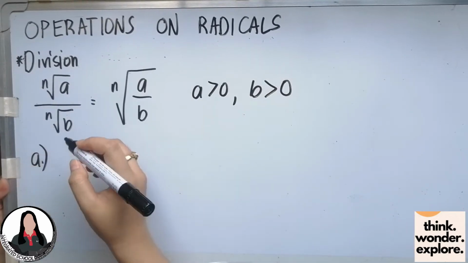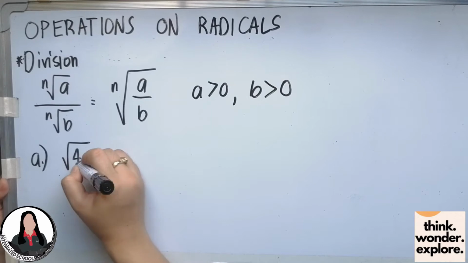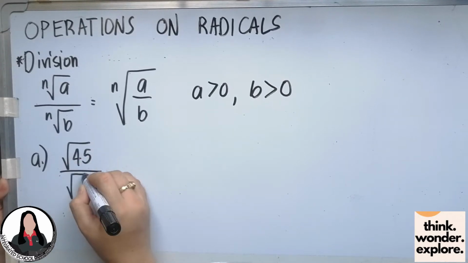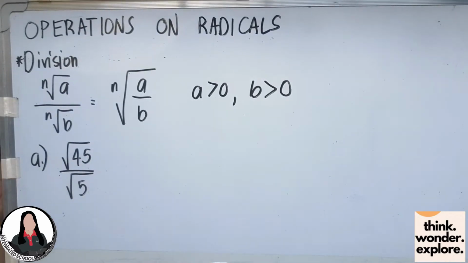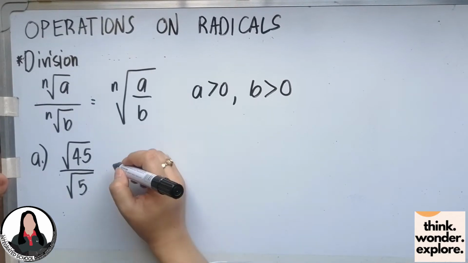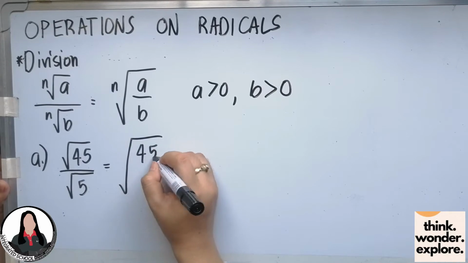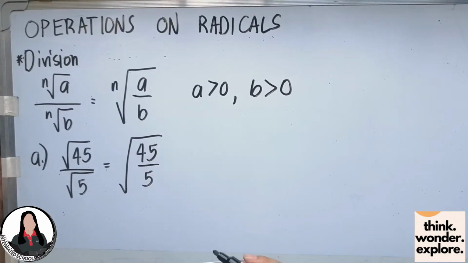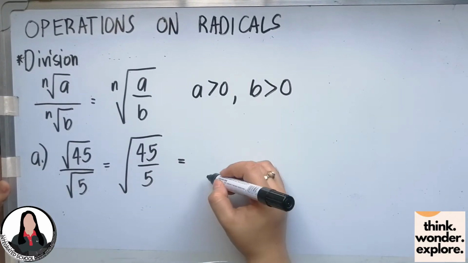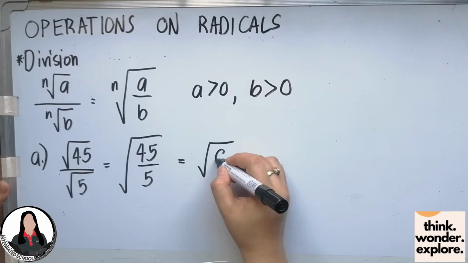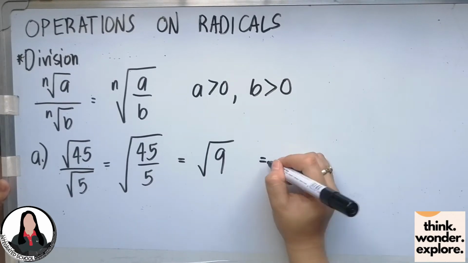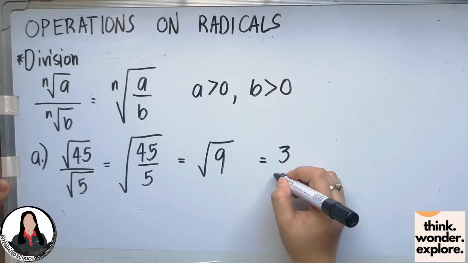First example, we have the square root of 45 divided by the square root of 5. Since they contain the same indices, pwede natin siyang isulat as the square root of 45 over 5. And then simply, 45 divided by 5, that is 9. So we have square root of 9. And square root of 9 is equivalent to 3.